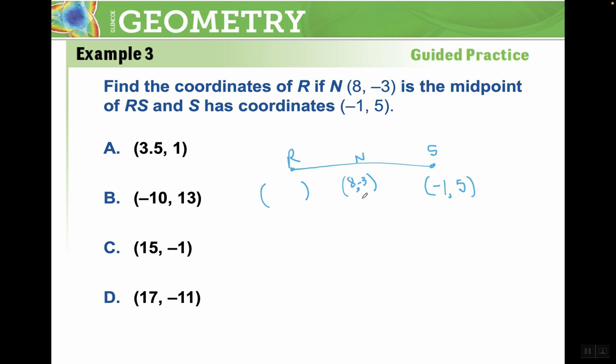Okay, hopefully you paused it, and now I'm going to go ahead and do it. To get from -1 to 8, I must add 9. So add 9 to this 8, and I should get 17. From 5 to -3, I have to subtract 8. So if I subtract 8 again, I get -11. So your answer should have been D.